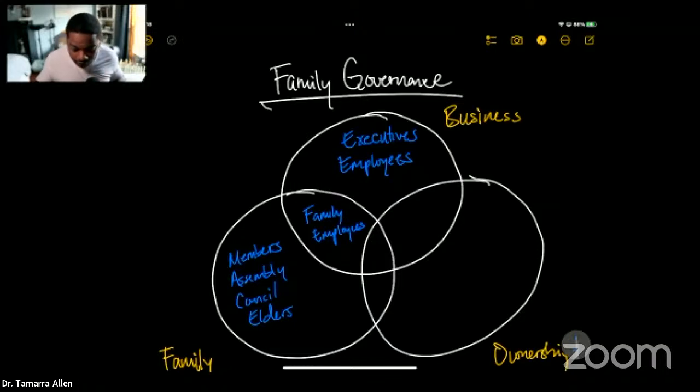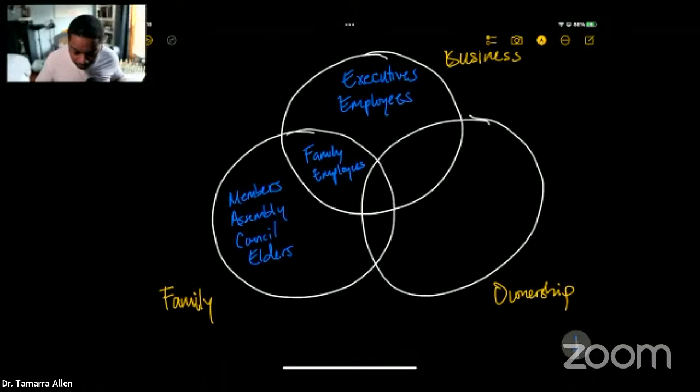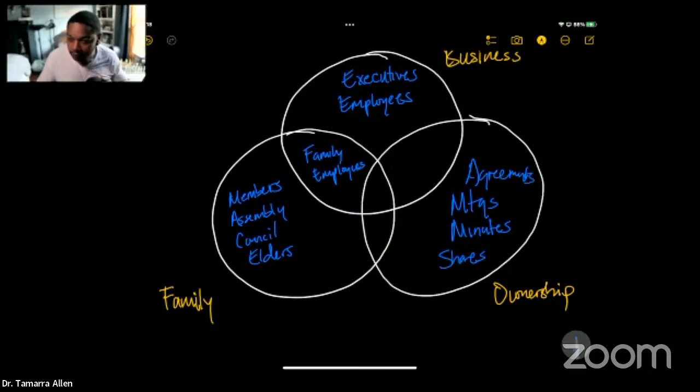Right. Then you have your ownership. Your ownership is your meetings that we were talking about, your minutes, and your shares. Also your agreements. Who owns the company? What percentage of the company does this person own? How many meetings are we having? What about a partnership agreement?